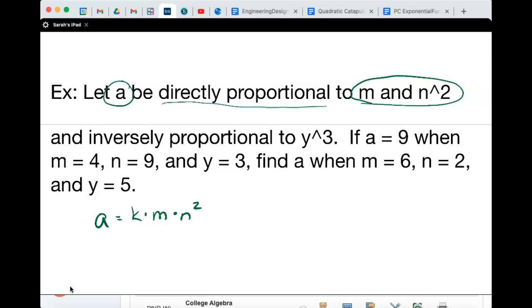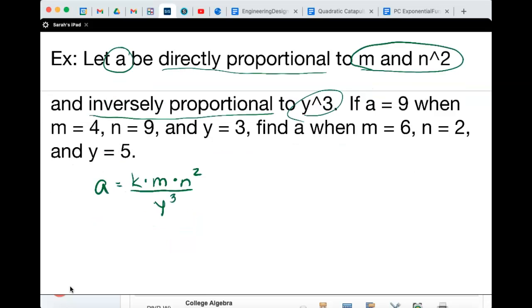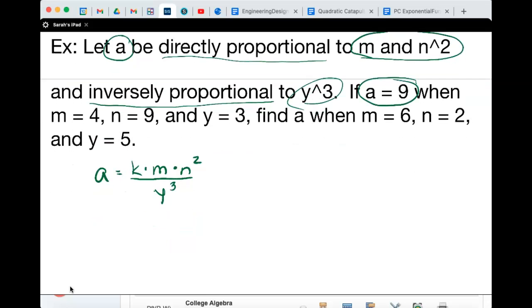But then they also say inversely proportional. Inversely proportional means a fraction. So now everything in the numerator is being divided by this last thing, y to the third. So this is my variation equation setup. And first we need to find k before we can find A, which is what they're actually asking us for. Okay, once you have this, we're plugging in A is 9, 4, 9, and 3. And simplifying.